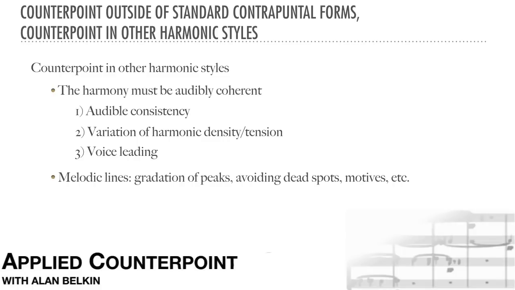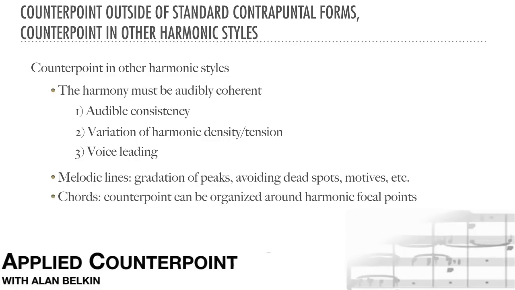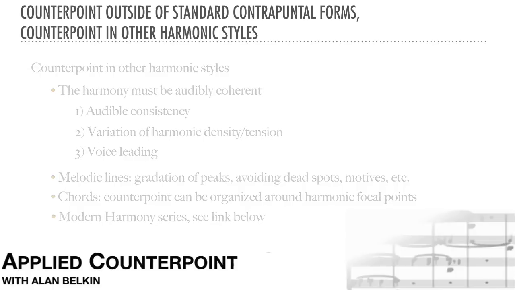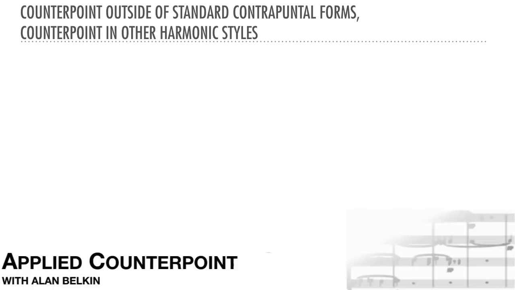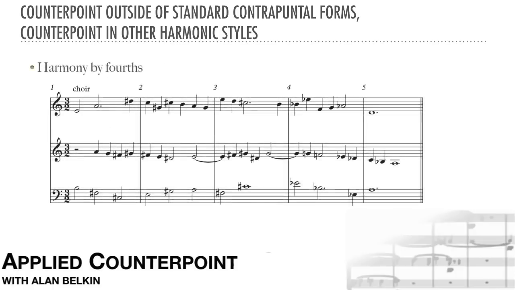Since having multiple melodic lines at the same time inevitably creates chords, if the core sound is clear, as described above, the counterpoint can be organized around these focal points in exactly the same way it's organized around triads and tonal harmony. Of course, each kind of harmony has its own characteristics which the composer has to understand, but that's not the subject of this course. For that, see my series of 33 YouTube videos on modern harmony. The link is below. Here are a few short examples of counterpoint and other harmonic idioms. First, harmony by fourths.